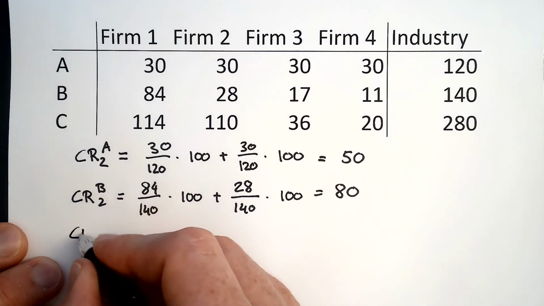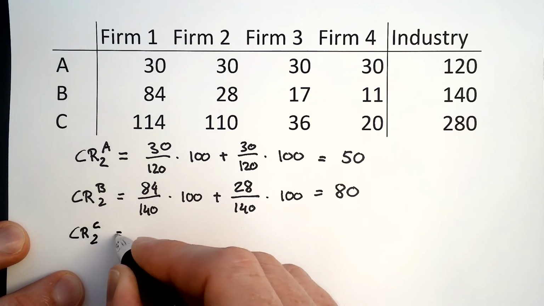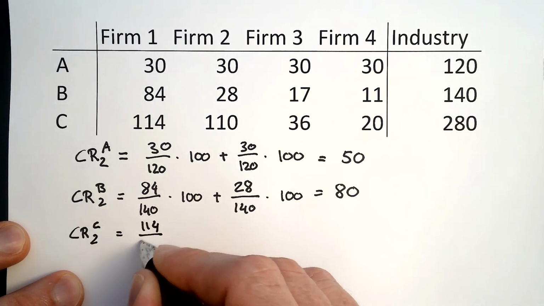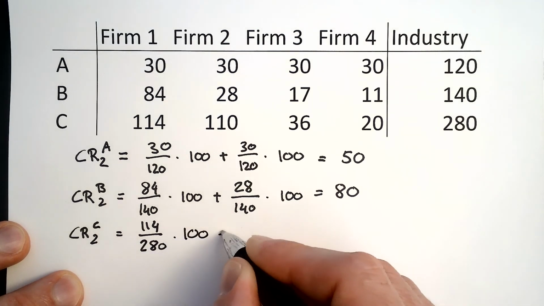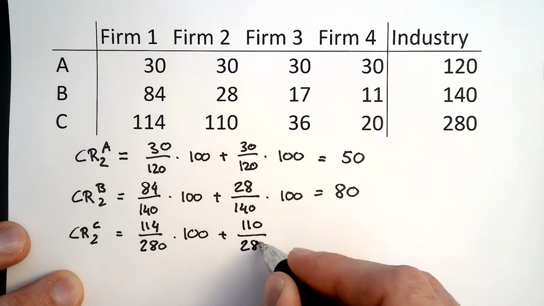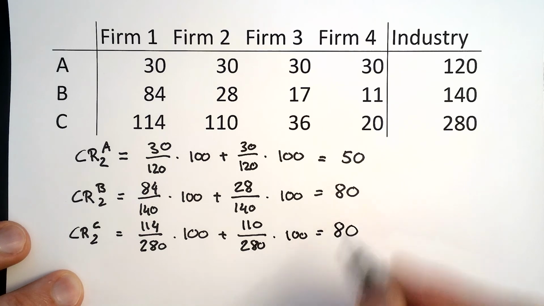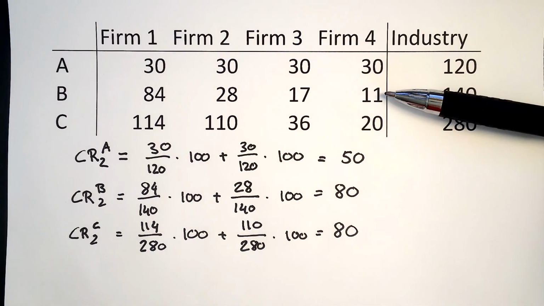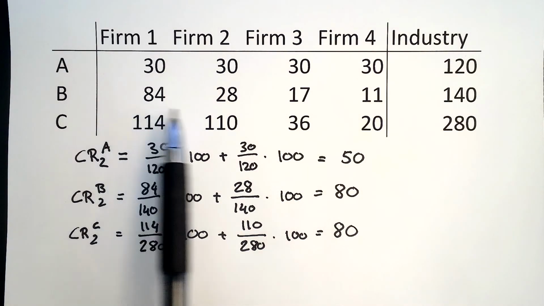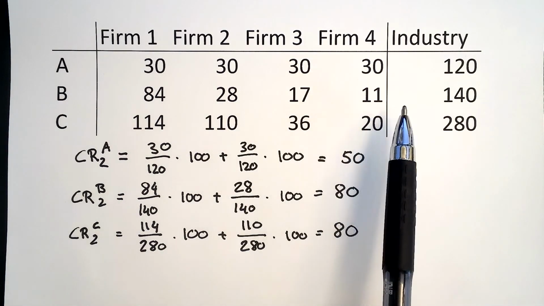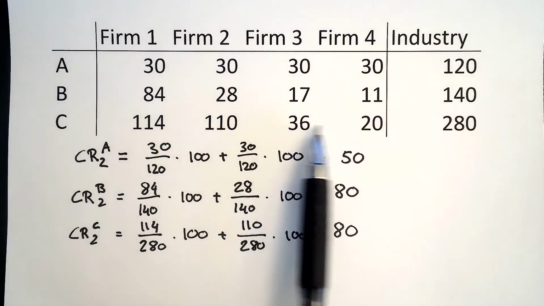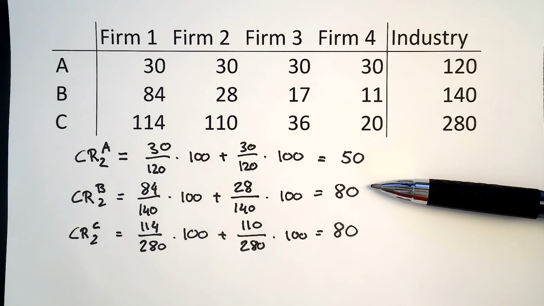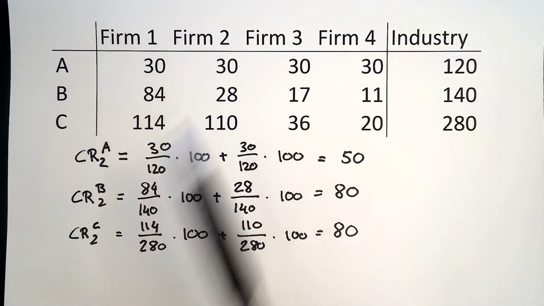Now, let us calculate the third industry, or industry C. Here we have 114 divided by 280 times 100 plus 110 divided by 280 times 100. When you do the calculations, you find that again you get a concentration ratio of 80. Here you can already see that there is a little bit of a problem if you compare industry B and industry C. We said that industry B is more concentrated because you have this very large player and three smaller players, whereas in industry C you have two large players and two smaller ones, yet their concentration ratios cannot distinguish between those two industries.